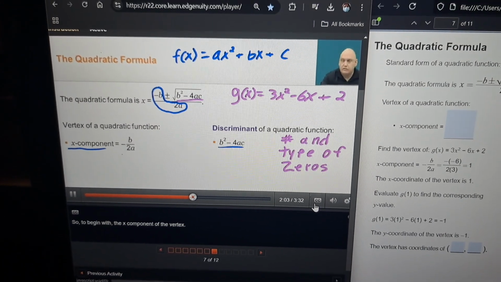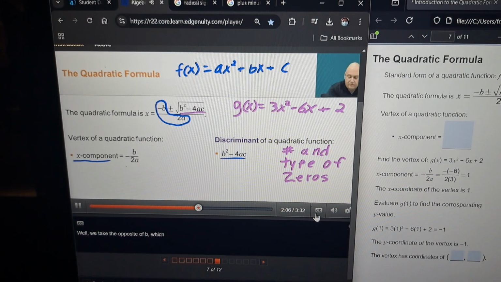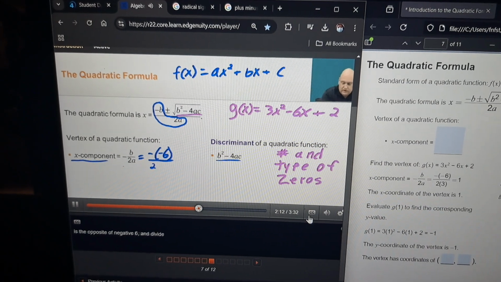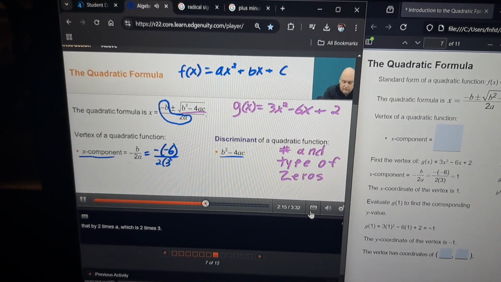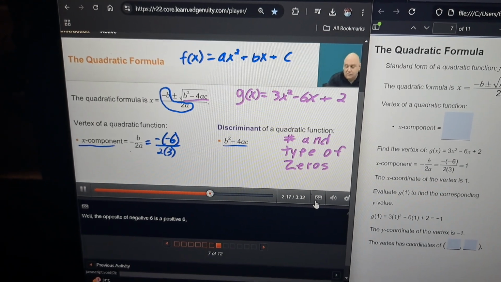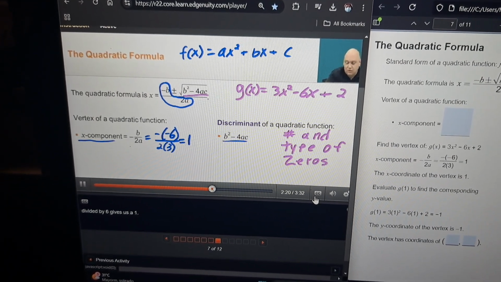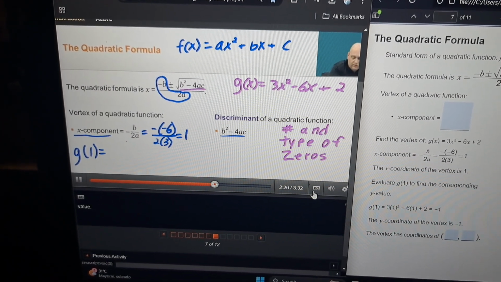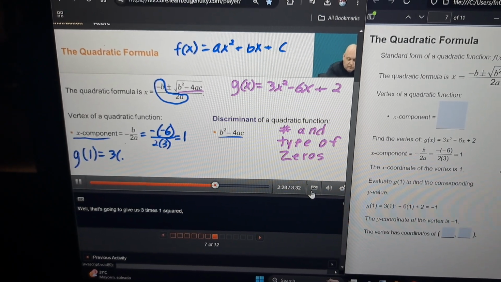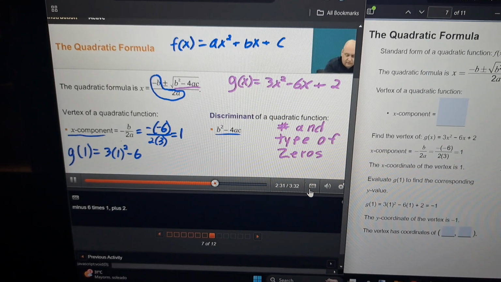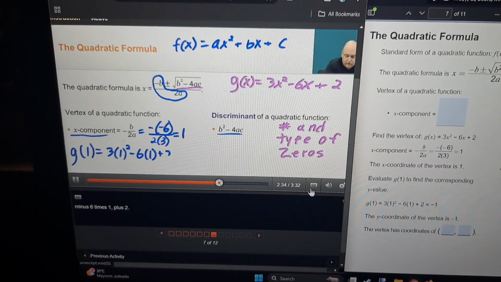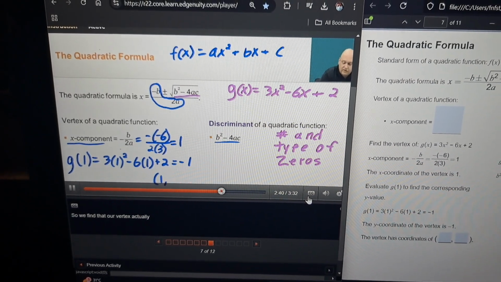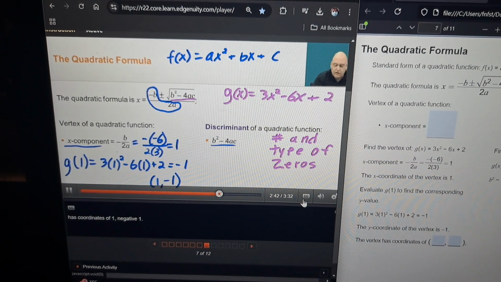So to begin with the x component of the vertex, we take the opposite of b, which is the opposite of negative 6, and divide that by 2 times a, which is 2 times 3. The opposite of negative 6 is a positive 6, divided by 6 gives us 1. Then we need to evaluate g of 1 to find the corresponding y value. That's going to give us 3 times 1 squared minus 6 times 1 plus 2. If we calculate that out, we get negative 1. So our vertex has coordinates 1, negative 1.